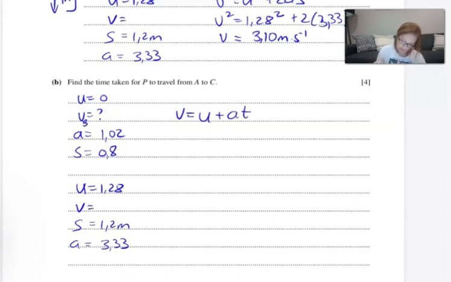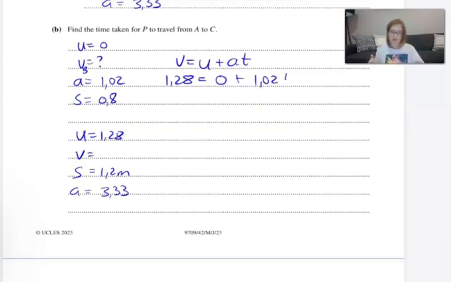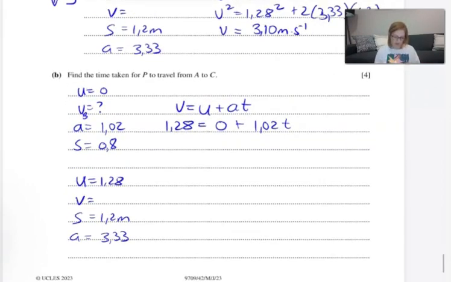I suppose I wouldn't actually do this. Acceleration 1.02 times time. So I generally like to go back to information that I have. So I probably should have used a different equation, but anyway. 1.28 divided by 1.02, that gives me a time of 1.25 seconds. And then the other one.